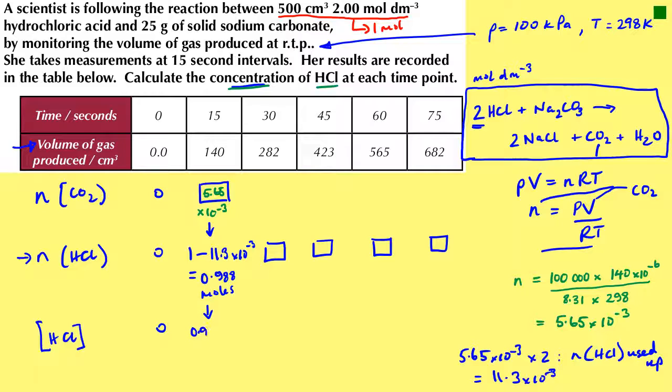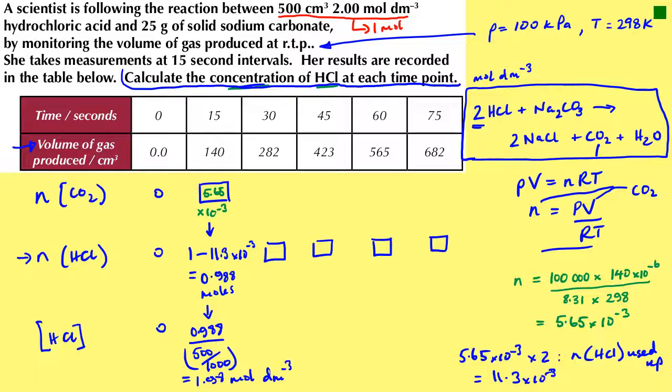So we've got 0.988 moles divided by the volume, and the volume is 500 cm cubed from the question. But of course, dm cubed is the unit of concentration, so we have to convert that 500 into dm cubed by dividing it by 1000, and so that would equal 1.98 moles per dm cubed. And that is the concentration of hydrochloric acid that we've been asked for. It's the concentration of hydrochloric acid at the first time point, 15 seconds.